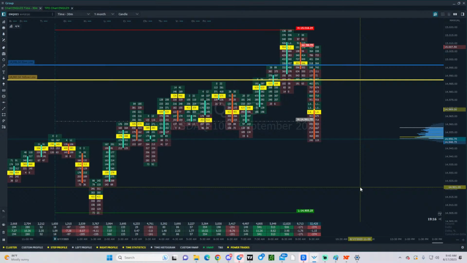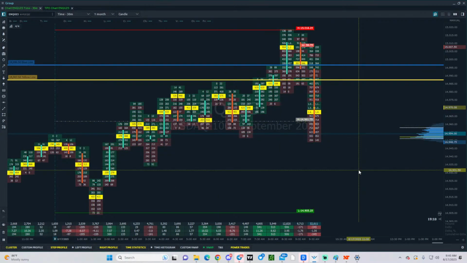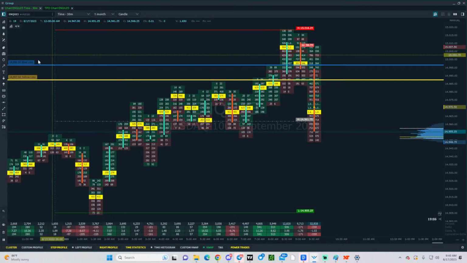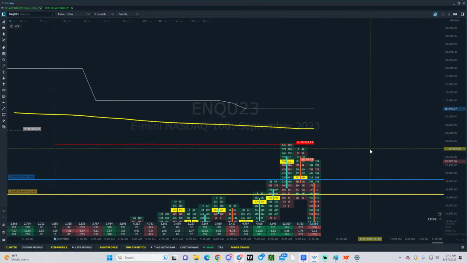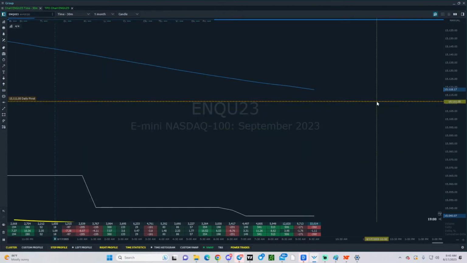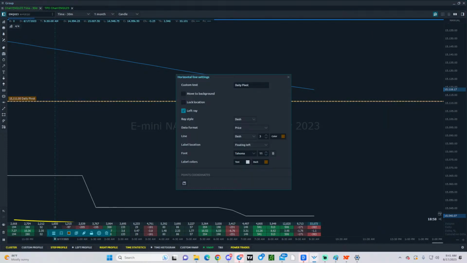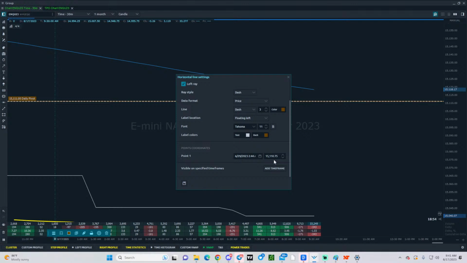All right, so I have full size 30-minute footprint candles here. That's what I'm showing right now. Notice that I don't have any indicators or anything. I'm just gonna plot the daily pivot here, and that's all I'm gonna do. The daily pivot is 14,970.